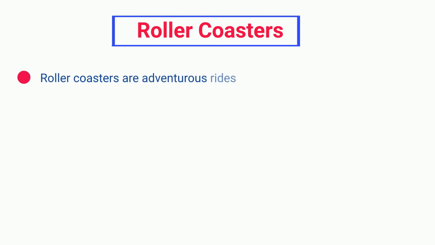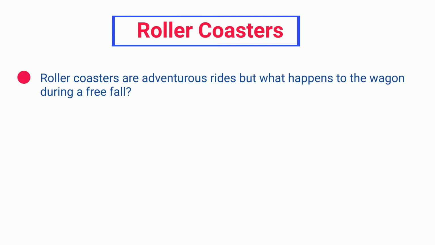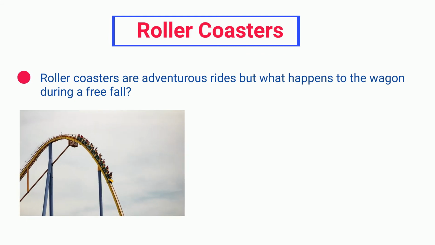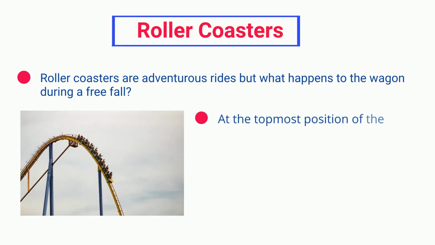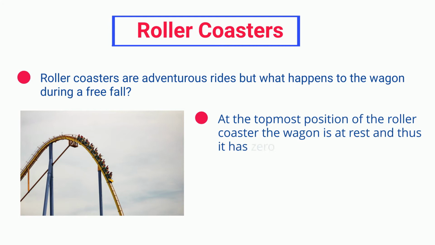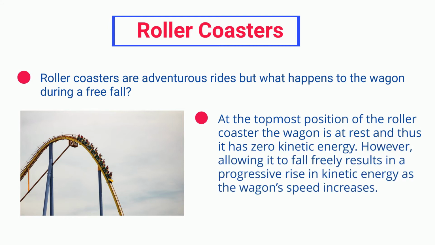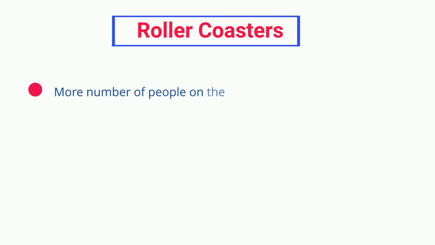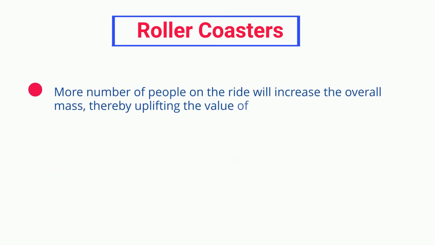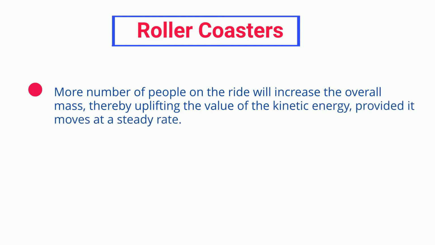Roller coasters. Roller coasters are adventurous rides, but what happens to the wagon during a free fall? At the topmost position of the roller coaster, the wagon is at rest and thus it has zero kinetic energy. However, allowing it to fall freely results in a progressive rise in kinetic energy as the wagon's speed increases. More people on the ride will increase the overall mass, thereby raising the value of the kinetic energy, provided it moves at a steady rate.